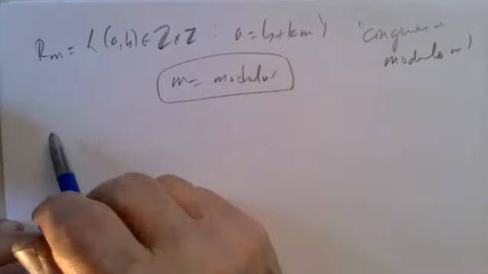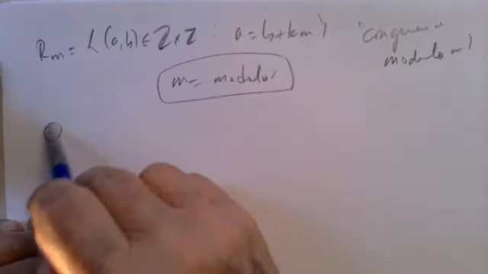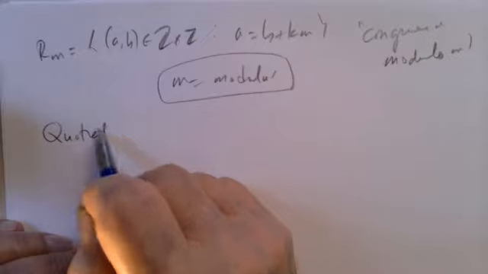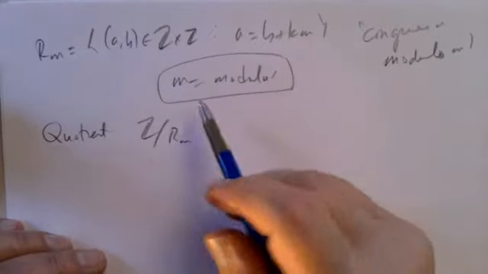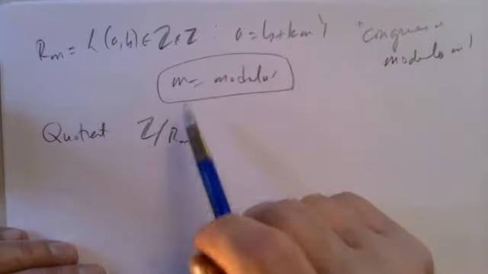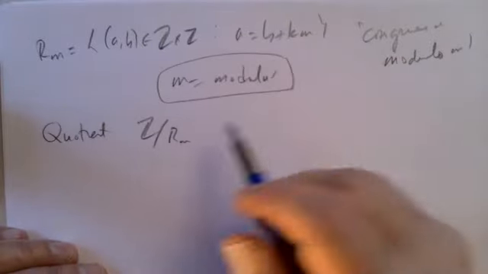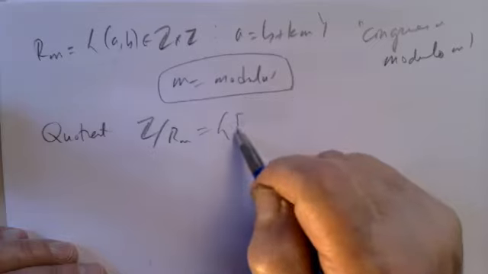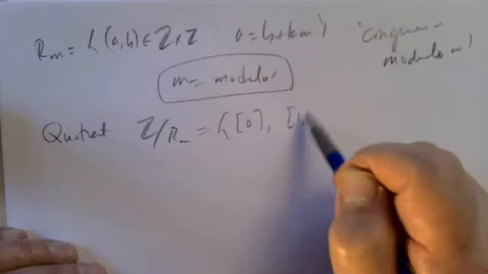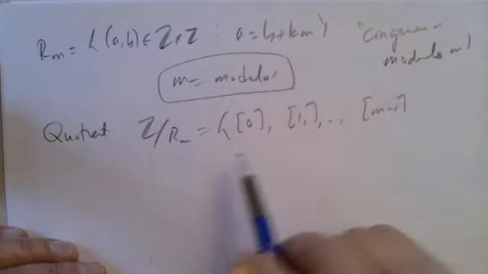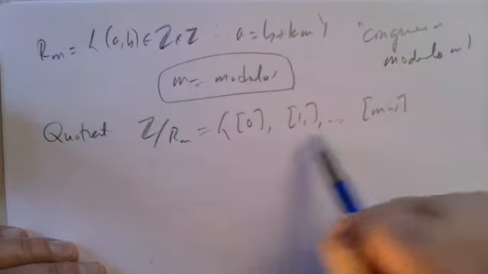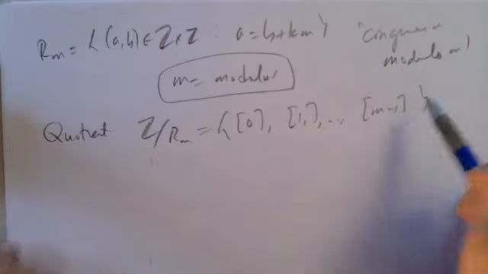All right. And if we look at the quotient, Z modulo this relation, this is the set of congruence classes of the integers modulo M. And it turns out there are exactly M of them, zero up to M minus one.